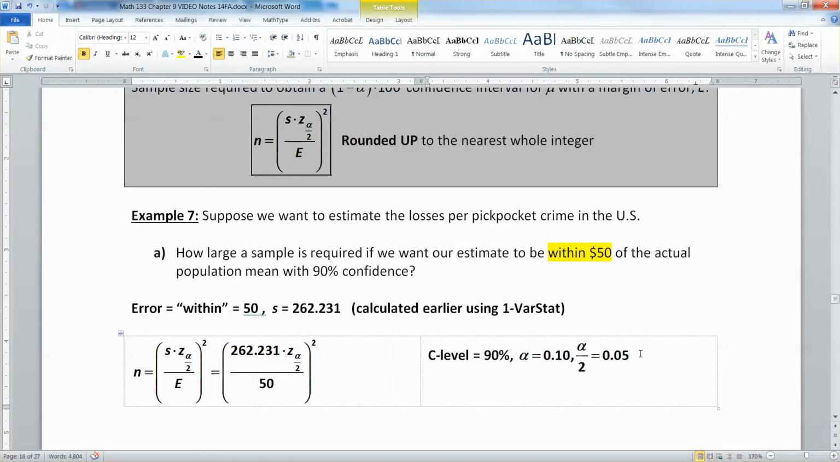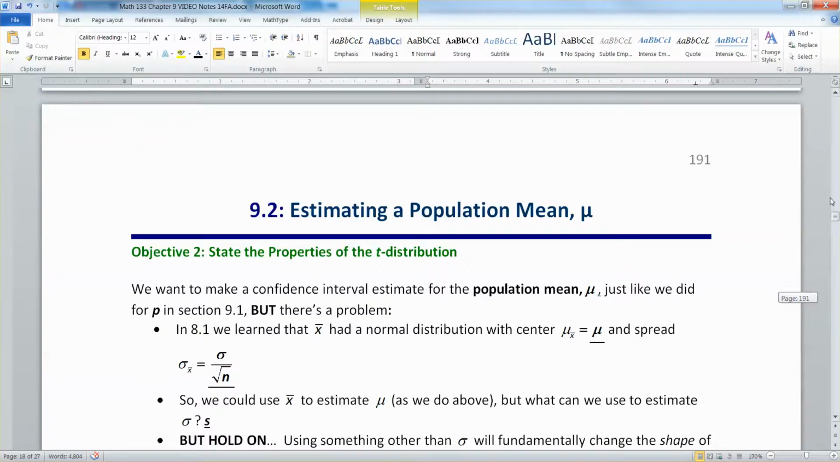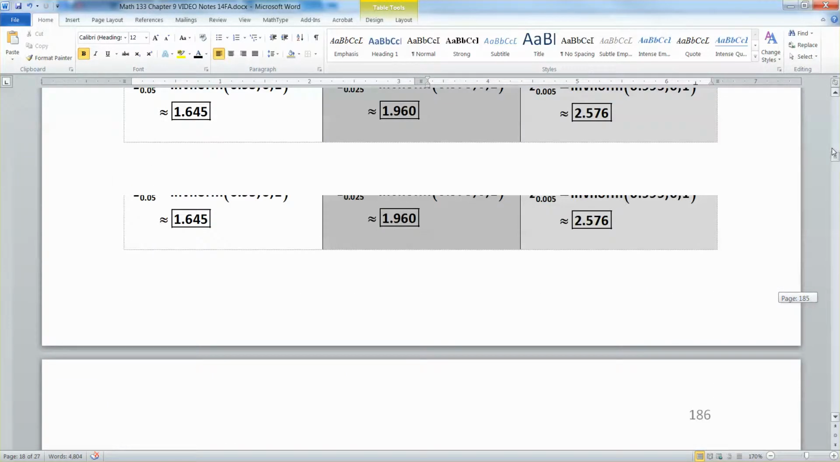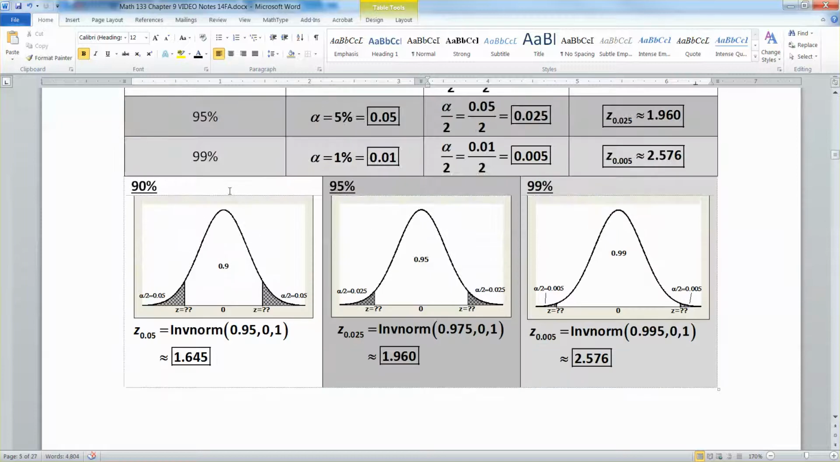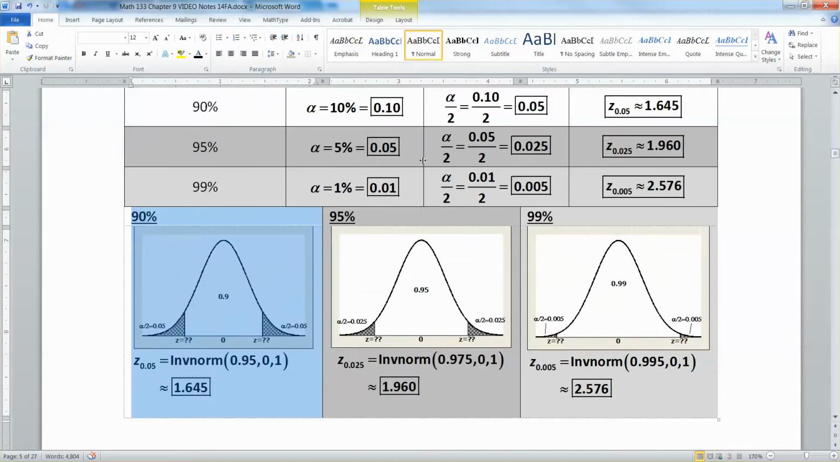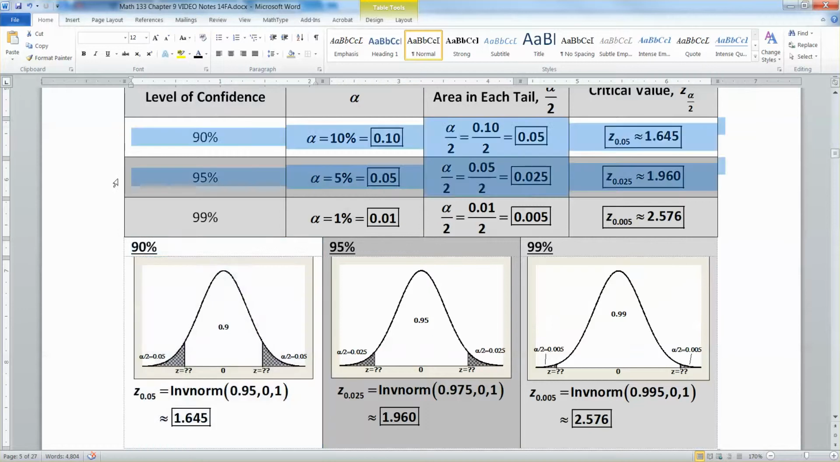Now I'm about to make you very happy campers. Now we actually found this one back a while ago, back in section 9.1. It was right there on that page. 90%, we did inverse norm, we found 1.645. And if you remember at the time, I said, don't worry about putting these three numbers on your note sheet because there's another way to get them. And I'm about to show you how.